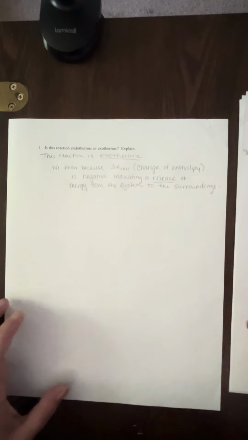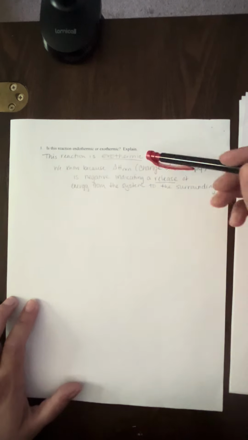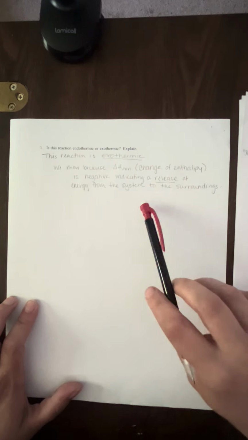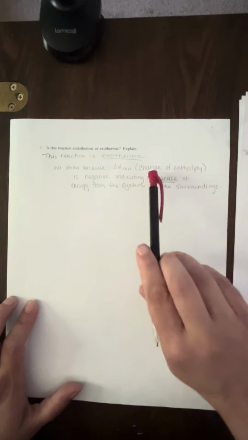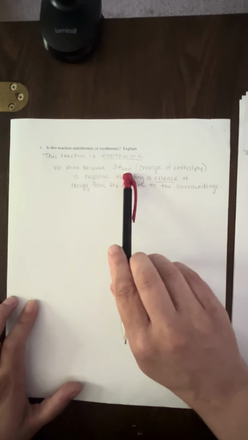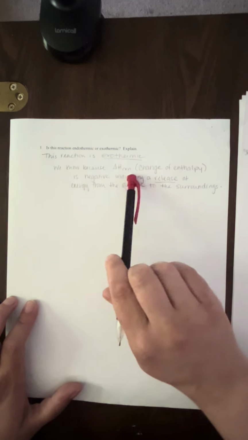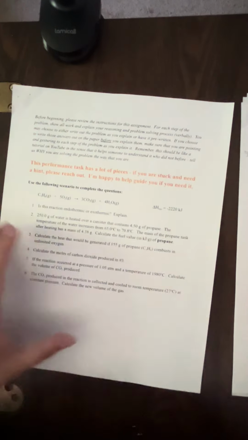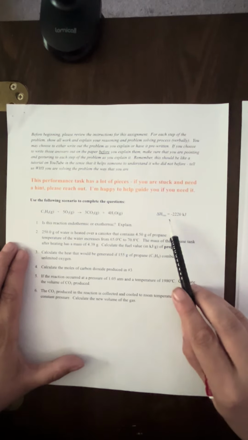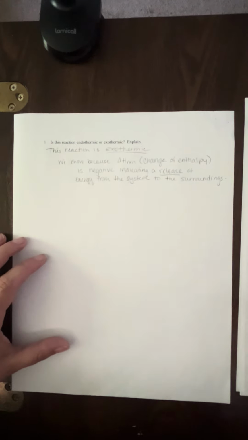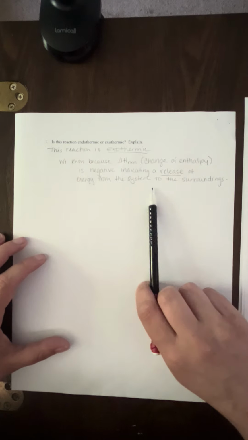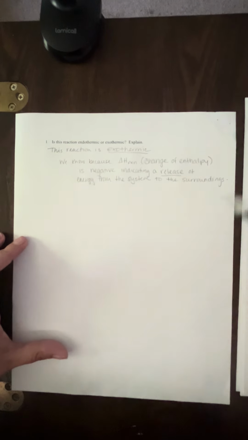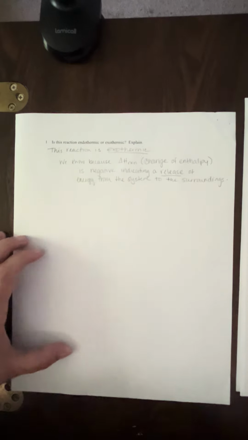Endothermic or exothermic. I'm saying that it's exothermic, and the reason I know this is because our enthalpy change, denoted by this right here, is negative. If we look back here, we see that it's negative 2,220 kilojoules, and a negative number indicates the release of energy from the system into its surroundings. If we had a positive number, it would be endothermic, and the energy would go from the surroundings into the system.